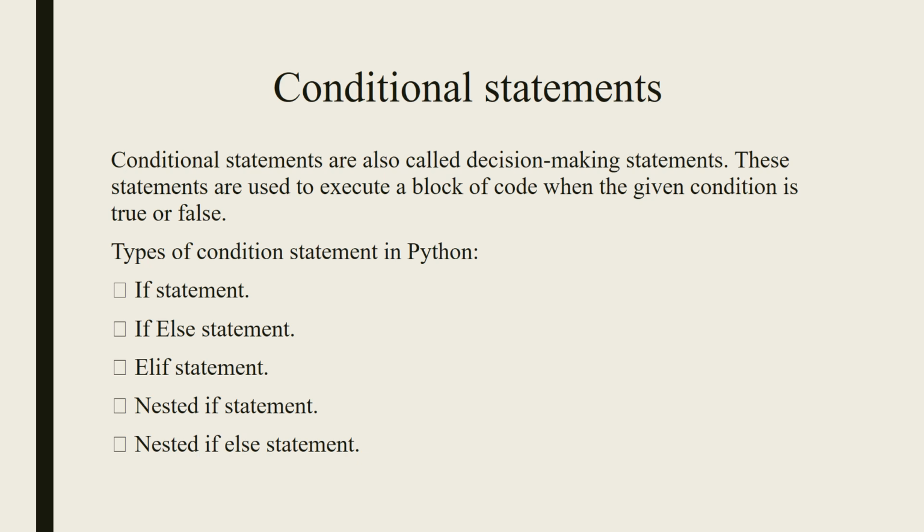Conditional statements. Conditional statements are also called decision-making statements. These statements are used to execute a block of code when the given condition is true or false. The various types of conditional statement in Python are if statement, if-else statement, elif statement, nested if statement, and nested if-else statement.